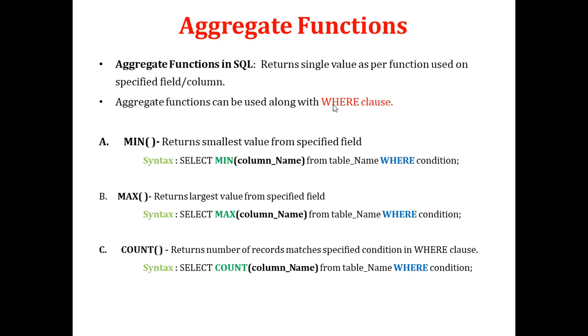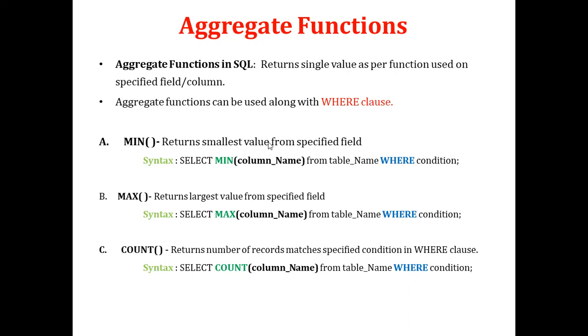Now, next, what are these functions in SQL? There are mainly 5 aggregate functions in SQL: min, max, count, average, and sum. Let's see how they are implemented in SQL Workbench. Let's see the syntax of each and every one. MIN, M-I-N, with brackets. This one is the first aggregate function.